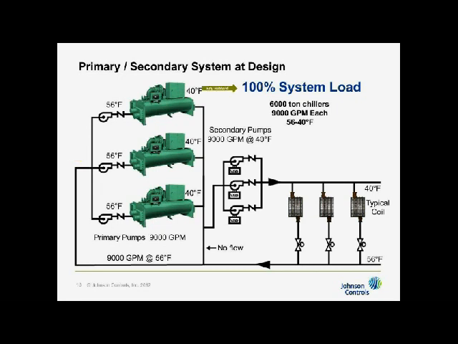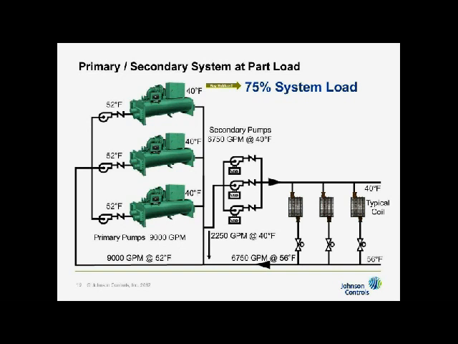When I go to 75% load, flow is going to vary. In an ideal system, flow is going to vary with load. So my 75% load is going to reduce my flow of water from 9,000 to 6,750 here. And over in my primary loop where I have constant flow, then I'm going to still be at 9,000 GPM because I have to run all 3 chillers, because if I shut one off, I'd have 67% capacity and 75% load. So I got to run all 3 chillers.